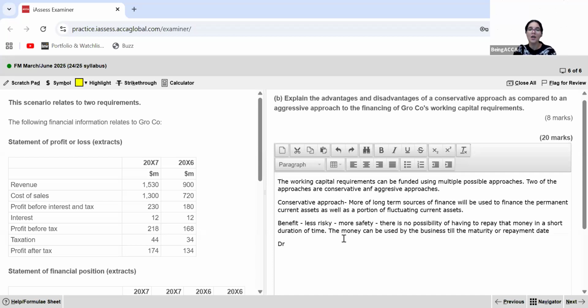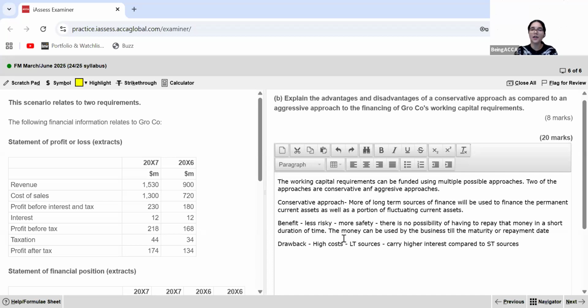Absolutely correct, Tushita. The drawback with this approach is that it is going to have a high cost. It costs you high because long-term sources of finance always carry higher interest compared to short-term sources. So this is the drawback that we get. If we are choosing the conservative approach over the aggressive approach, this is the problem that we are going to face.